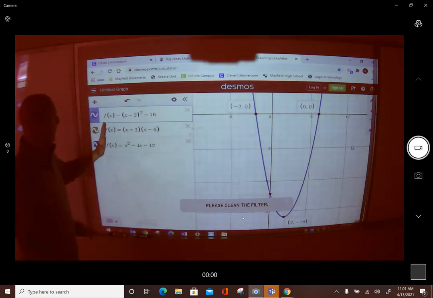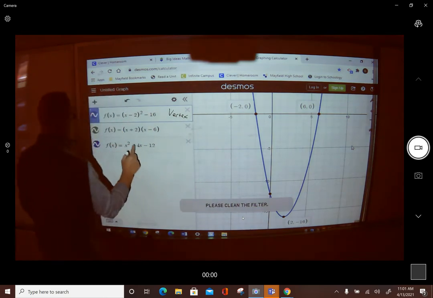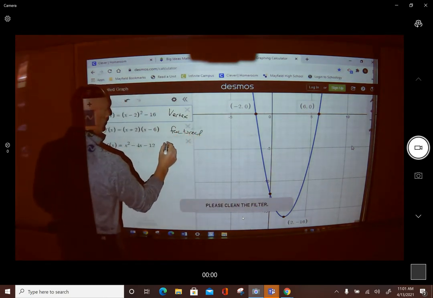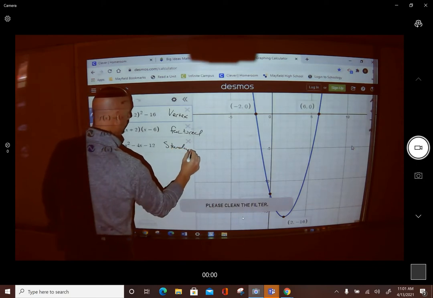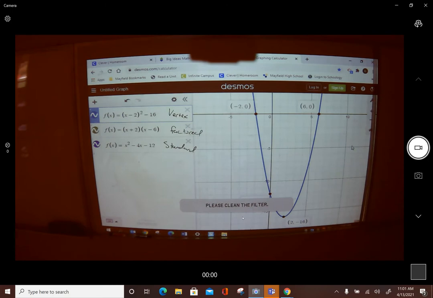But you see how we have three different forms of this quadratic. We have, what I told you, was vertex form. And then we had factored form. And then we had standard form. And I'll shut these off just so you can see all the different things.